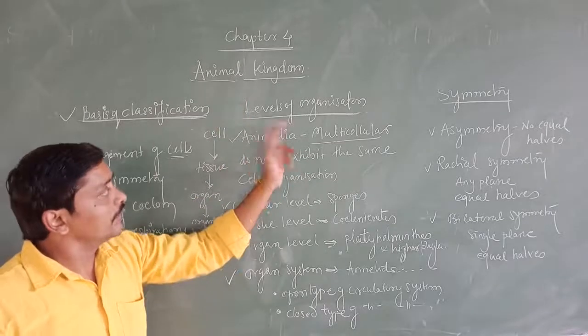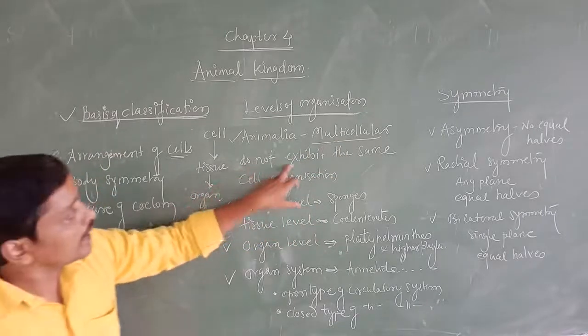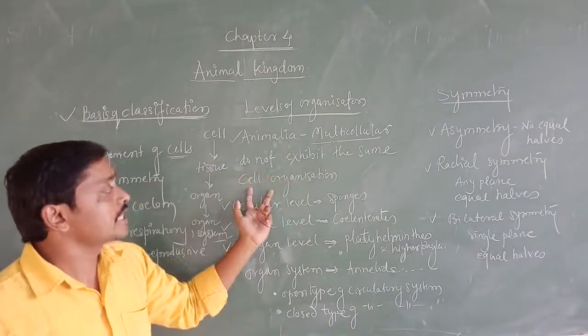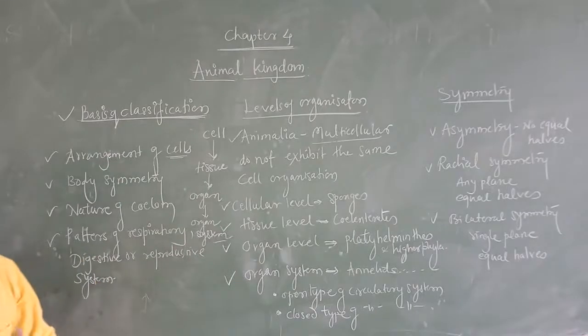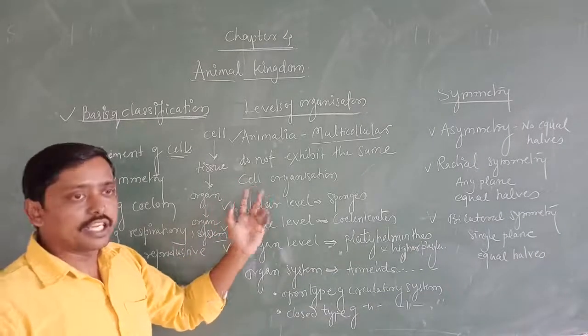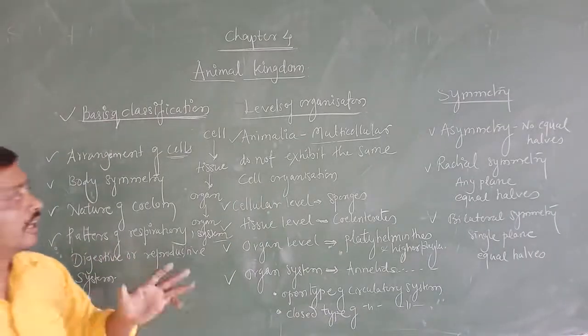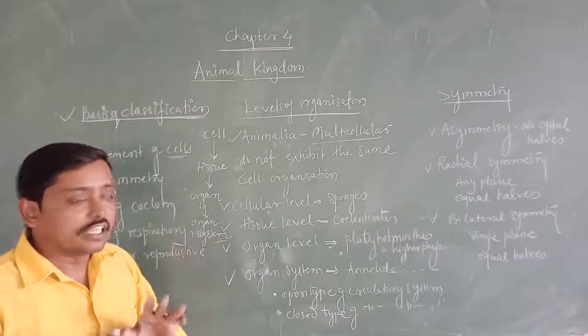Under the Animalia, all the organisms are multicellular and they do not exhibit the same cell organization. They do not exhibit the same cell organization. The cells will not be the same.